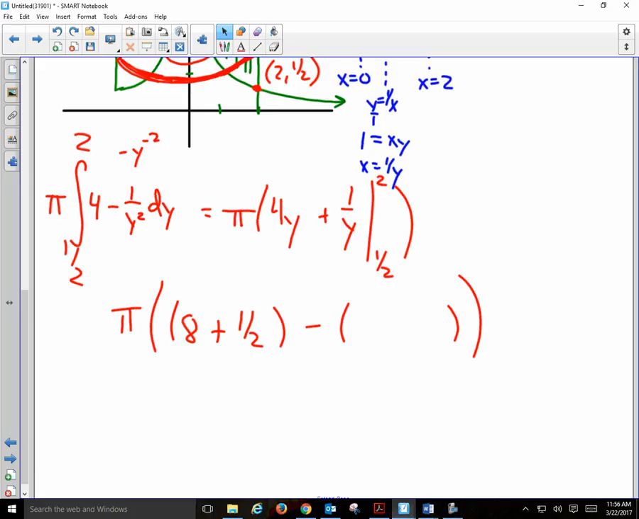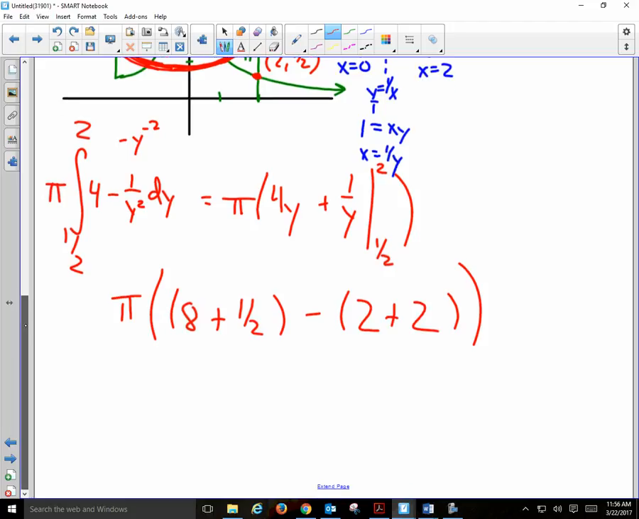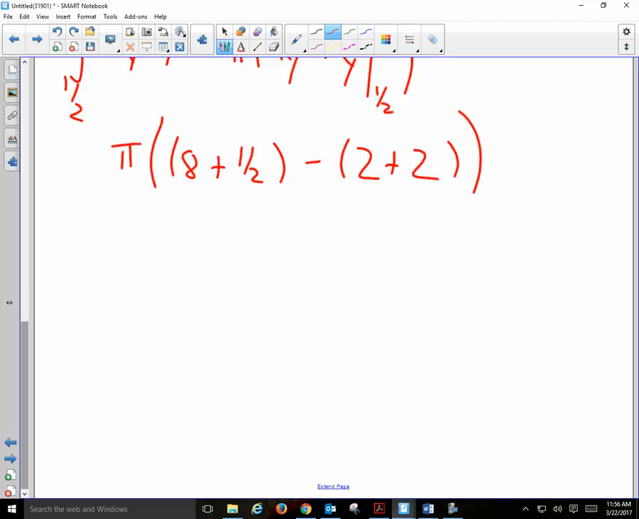Here we go. We plugged in 2, and we got 8 plus 1/2. If I plug in a half, 4 times a half is 2. What is 1 over 1/2? 2. And so we get 8 plus a half minus 2 plus 2. So this is 4. 8 minus 4 is 4. Get 4.5, which is 9.5, so 9 pi over 2.